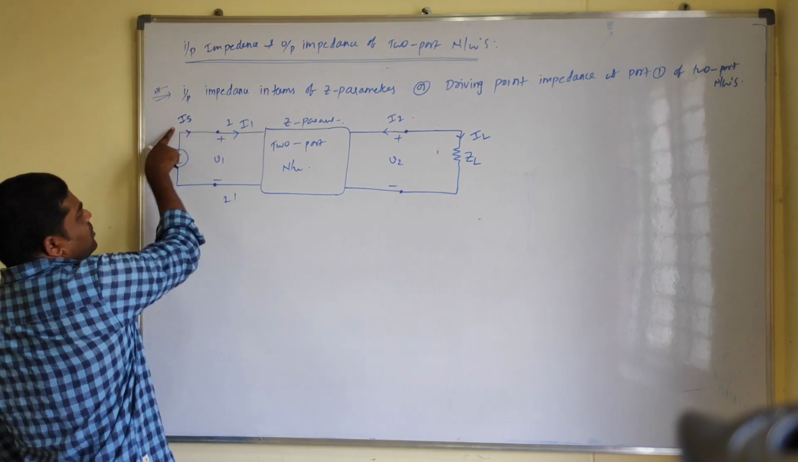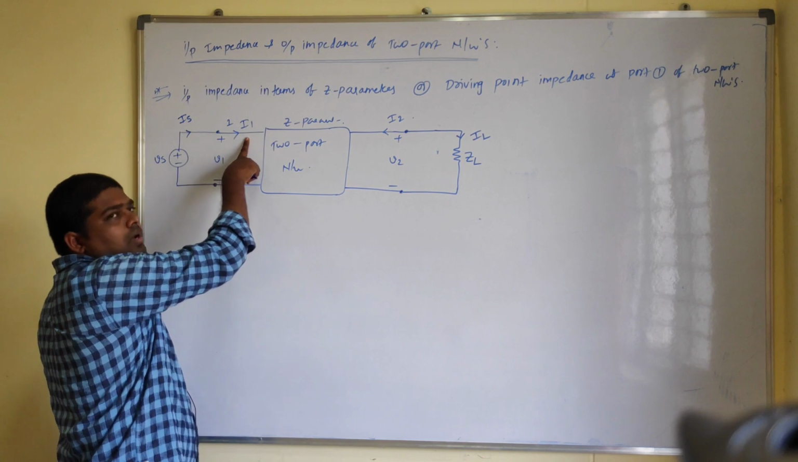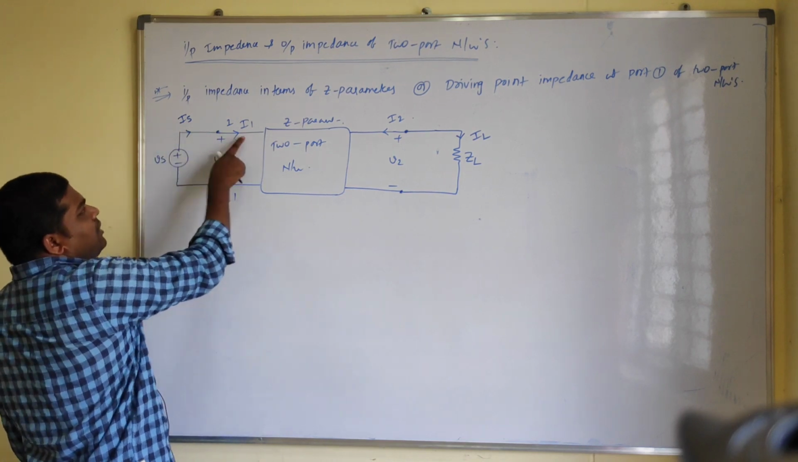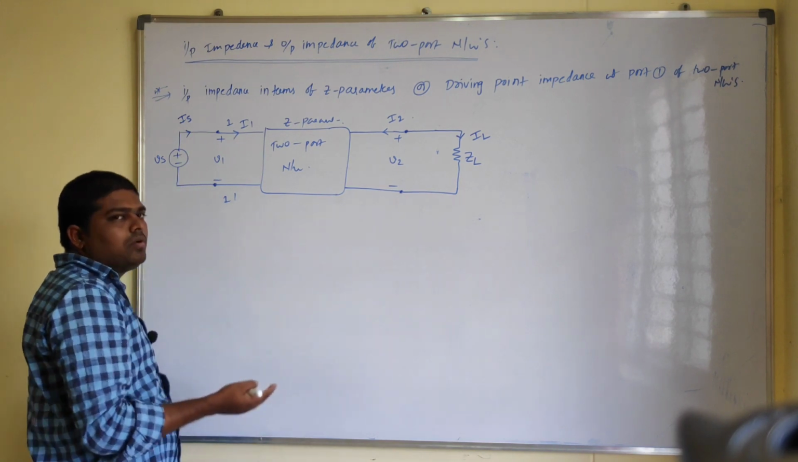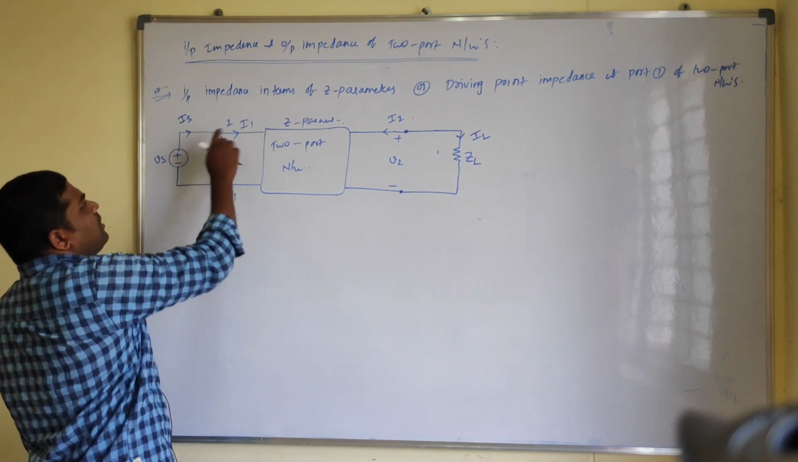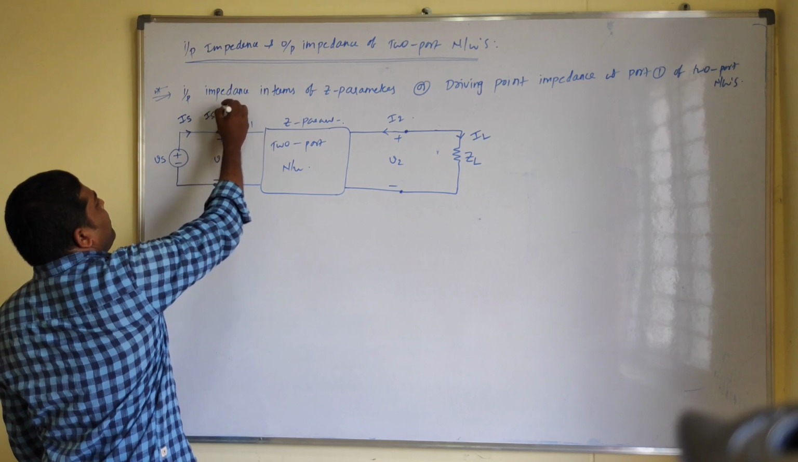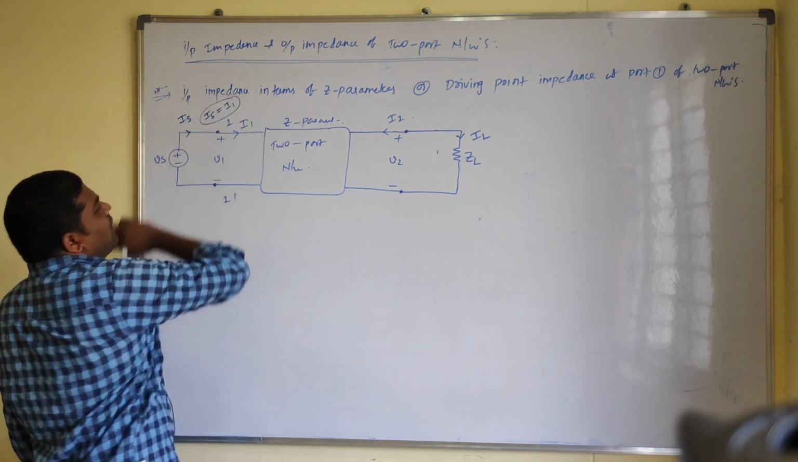The entering current equals IS and the leaving current equals what? I1. So we can equate these two currents. Obviously, according to KCL, entering current equals leaving current, so IS equals I1.